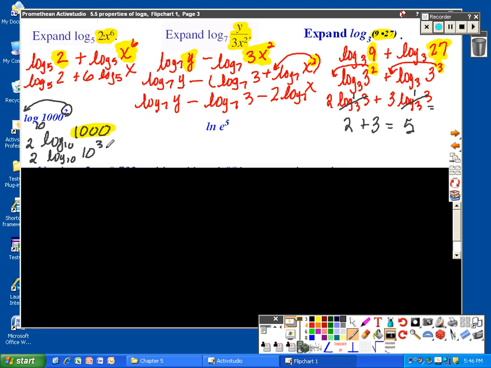Which again, I have a power that needs to move to the front and multiply. So that becomes 3 times 2 times log base 10 of 10. Log base 10 of 10 replaces with 1, and it becomes 3 times 2 times 1, which is 6.